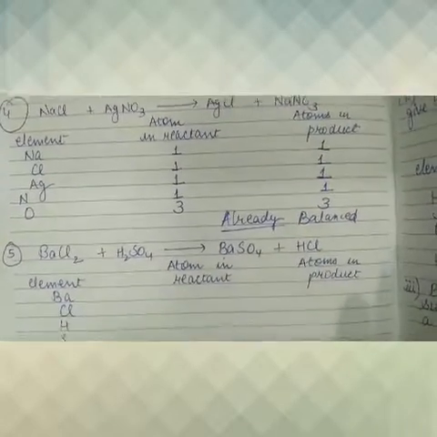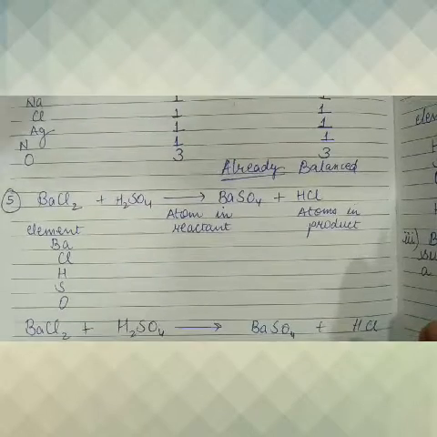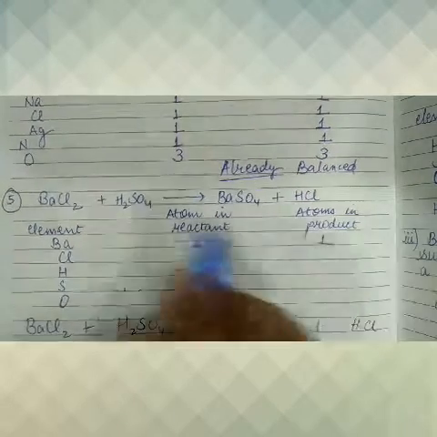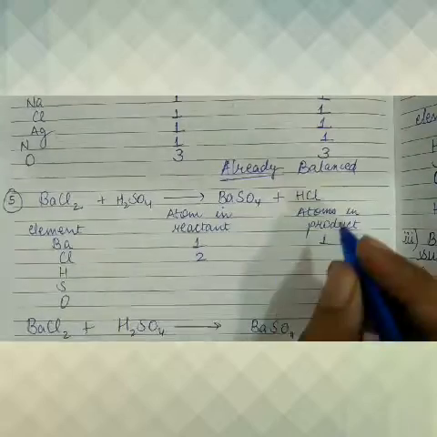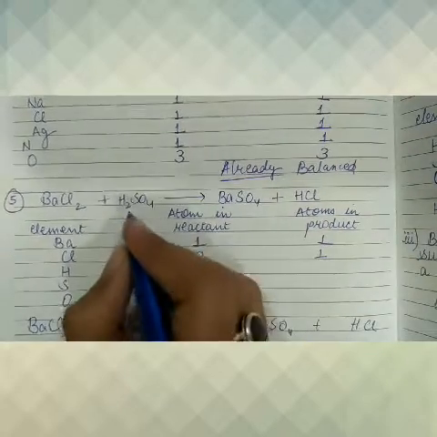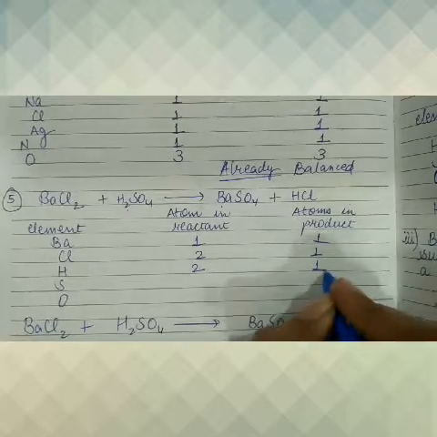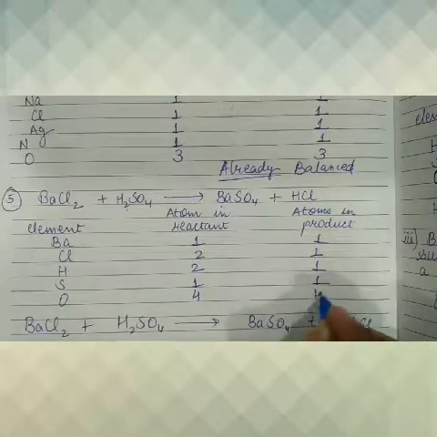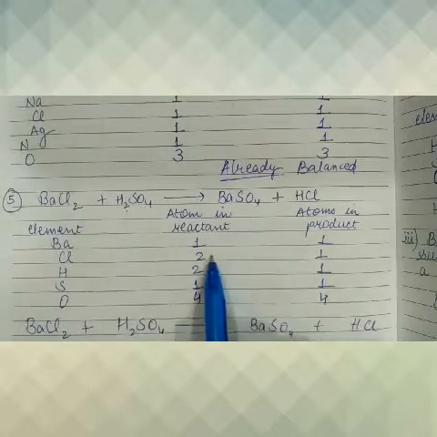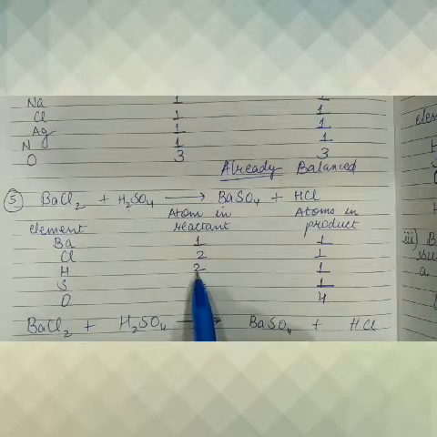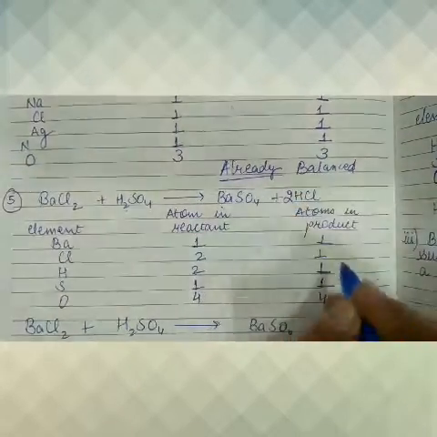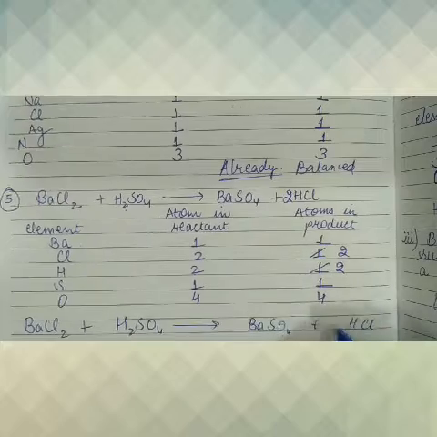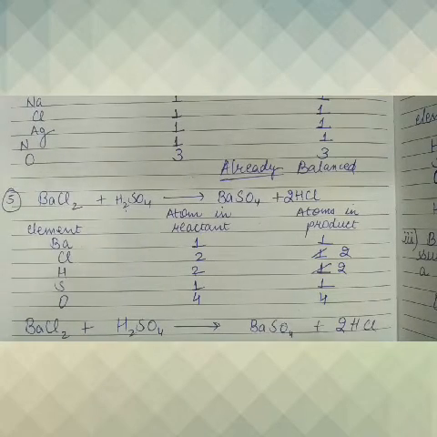Next is BaCl2 plus H2SO4 gives BaSO4 plus HCl. So the number of barium atoms in the reactant is 1 and 1. Chlorine atom here is 2, and in this case the chlorine atom is 1. Hydrogen atoms 2, hydrogen atom 1. Sulfur atom 1, again 1. Oxygen atom 4, again 4. So we have to balance here chlorine and hydrogen. On multiplying it by 2, we get twice the chlorine atoms and twice the hydrogen atoms. So this is our balanced chemical equation.